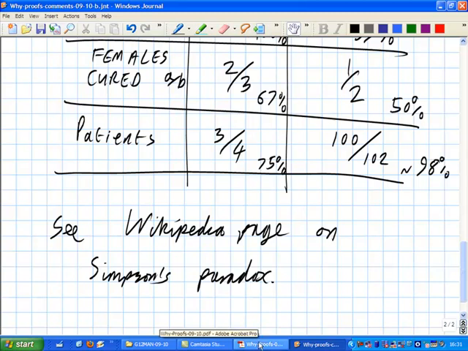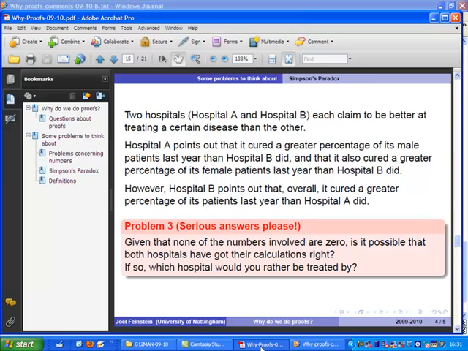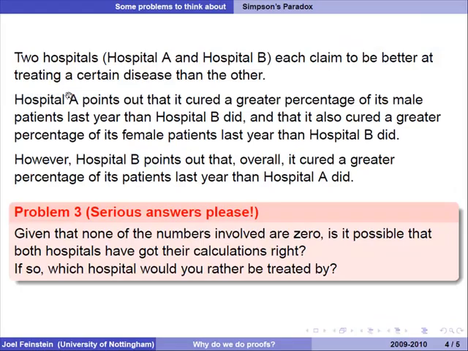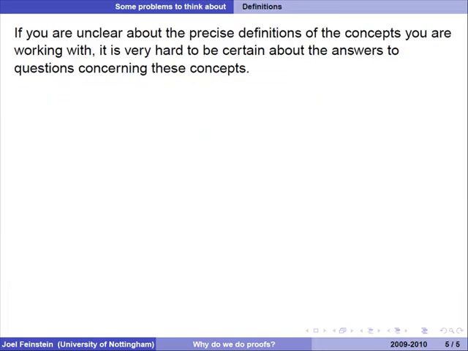Right, let's get back to the main presentation. We'll go back to full view again. And we move on to the bit about definitions.